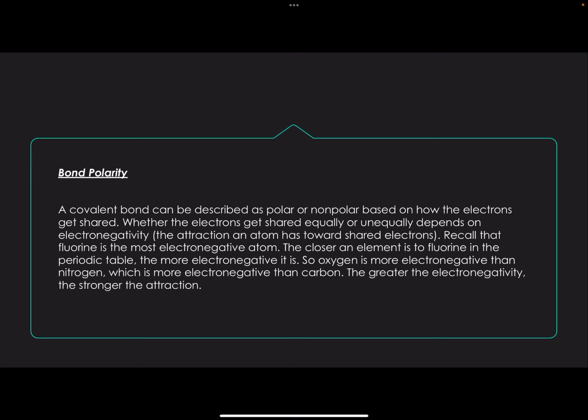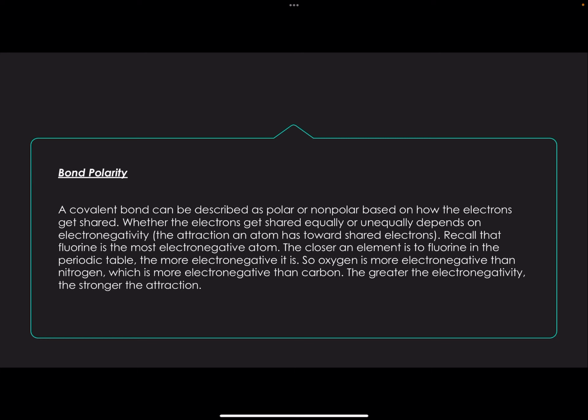Now, the next thing we're going to take a look at is bond polarity. This is going to refer specifically to a covalent bond. A covalent bond can be described as being either polar or nonpolar, and this is going to be based on how the electrons get shared. Whether the electrons get shared equally or unequally depends on electronegativity. Remember that electronegativity is the attraction an atom has towards shared electrons.